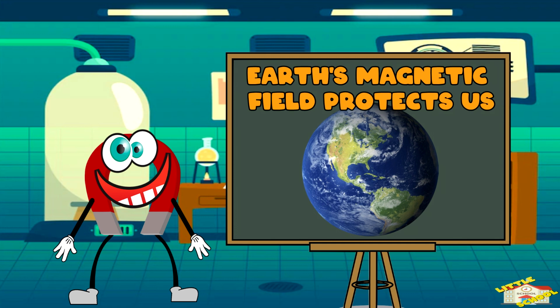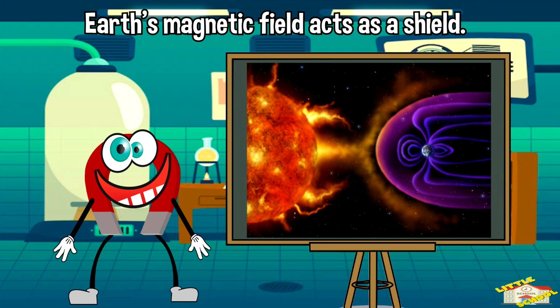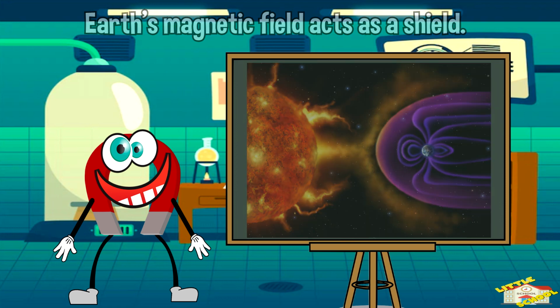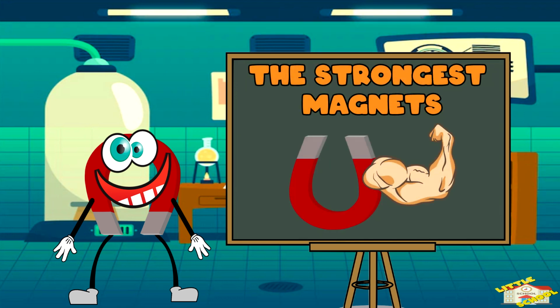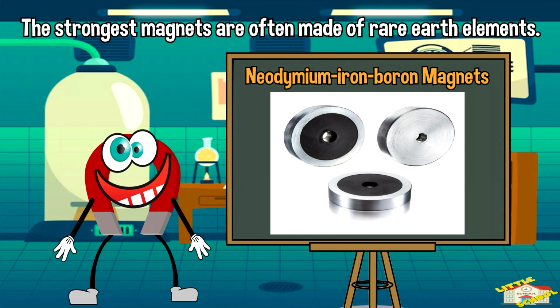Earth's magnetic field protects us. Earth's magnetic field acts as a shield, protecting our planet from harmful solar radiation and cosmic rays. The strongest magnets. The strongest magnets created in laboratories are often made of rare earth elements, such as neodymium iron boron magnets.